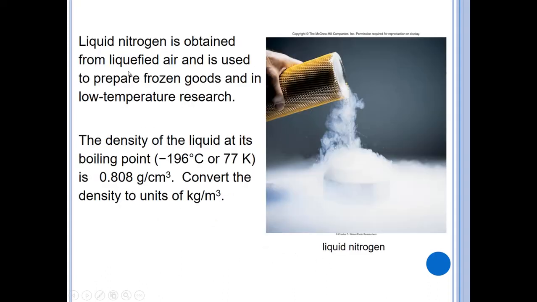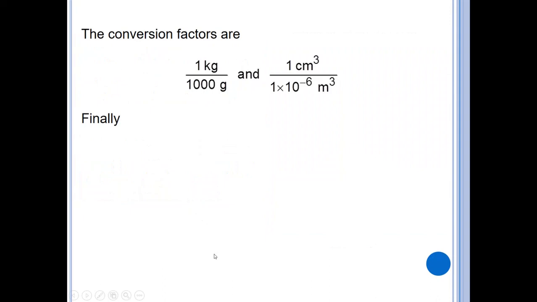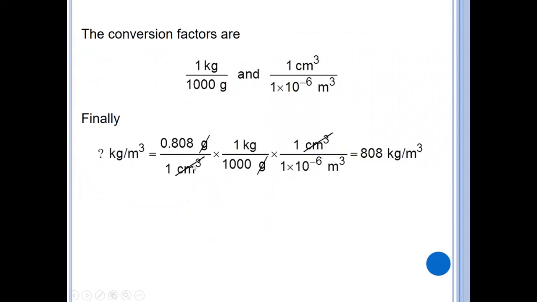Okay, liquid nitrogen is obtained from liquefied air and is used to prepare frozen goods and in low temperature usage. The density of the liquid at its boiling point, negative 196 degrees C, or if you convert to Kelvin, should be 77 Kelvin. And this is the density of the liquid nitrogen. The question asks you to convert the density into kilogram per meter cubed. It wants you to convert from gram to kilogram. So finally, how to convert?